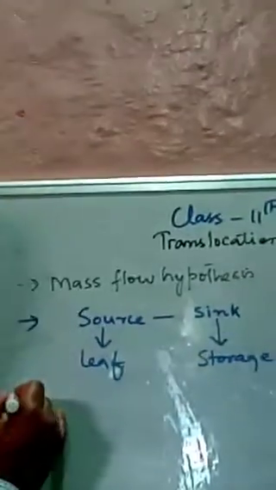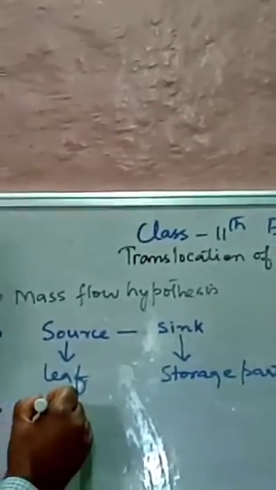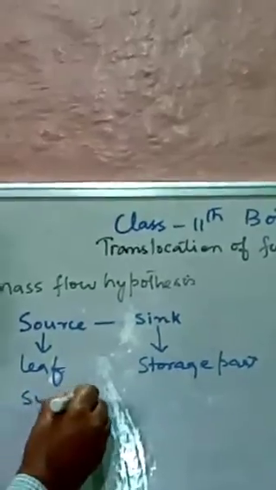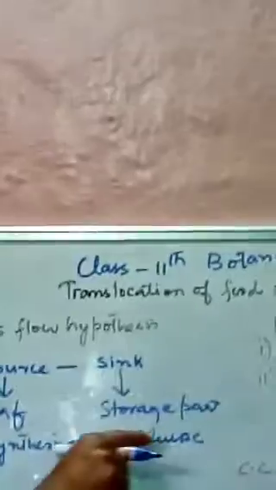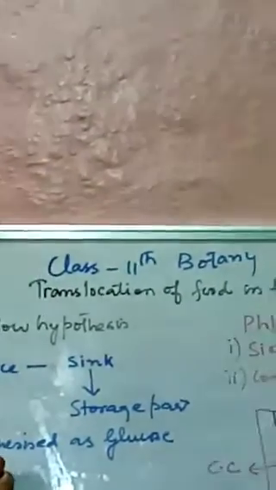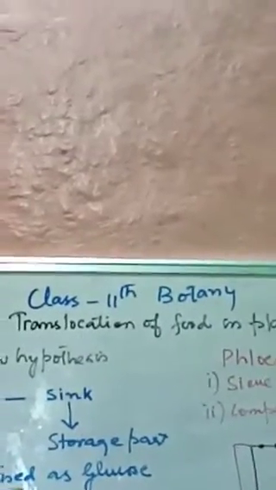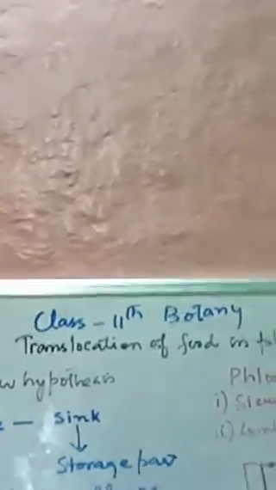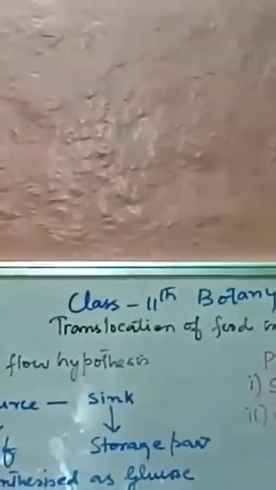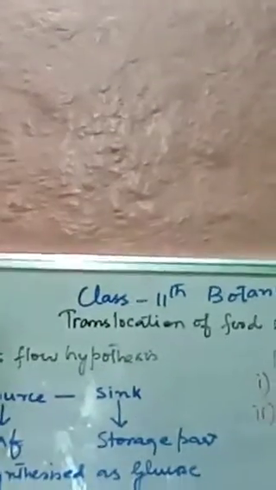Now, one more thing we will say here: food is synthesized, it is manufactured as glucose. It is transported as sucrose. It is stored as starch.